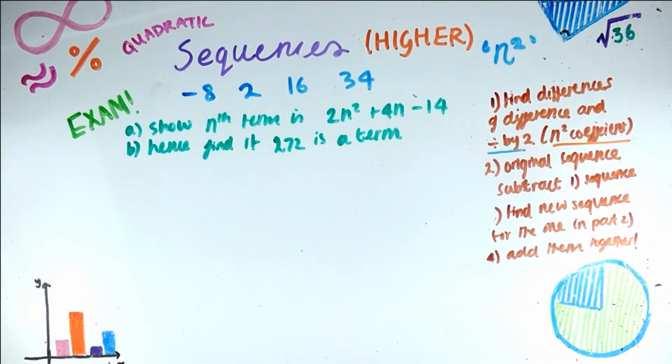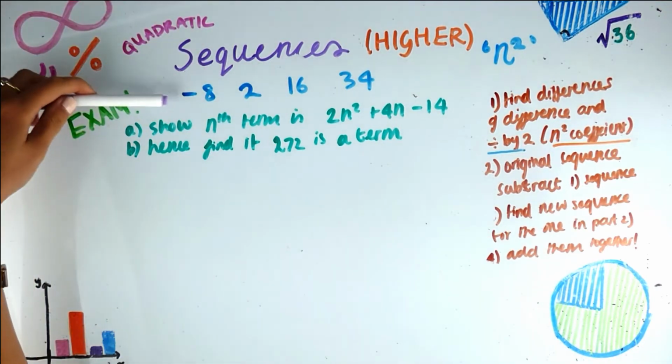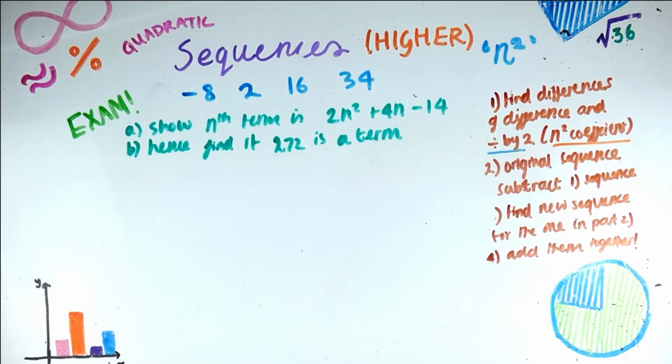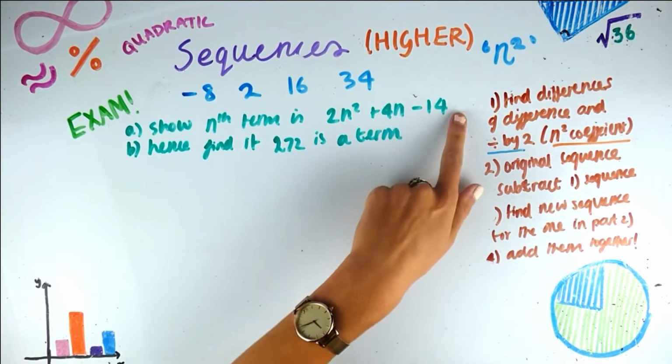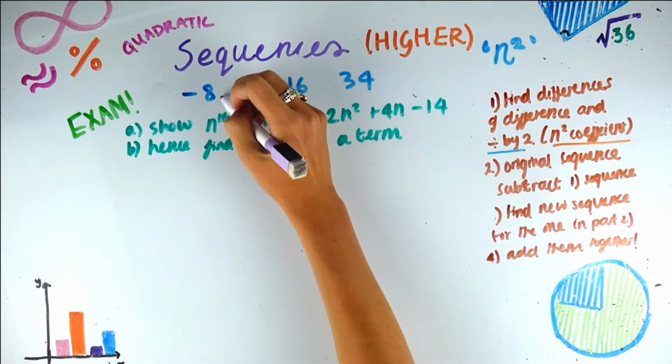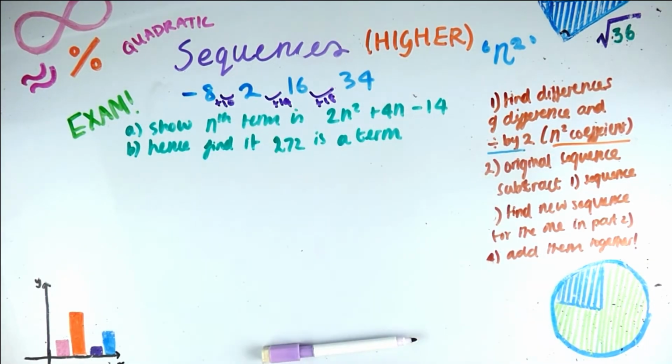You make it equal to that and you solve for n, and if n is a whole number it is, and if n is not a whole number then it is not. First things first, let's look at this sequence and find the expression for the nth term and then hope it's the same as this. So first, what are the differences? Okay, so what is the difference of the differences?